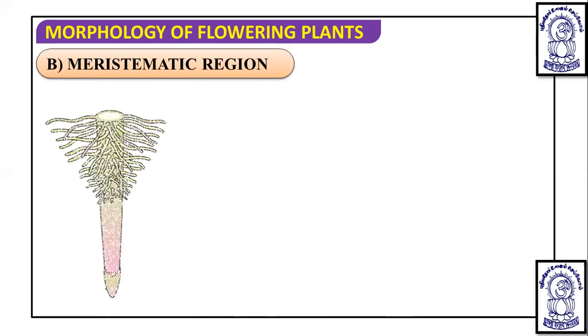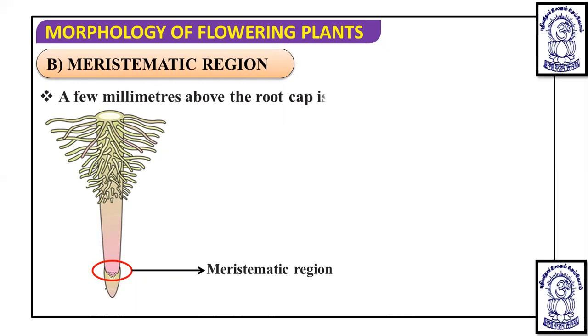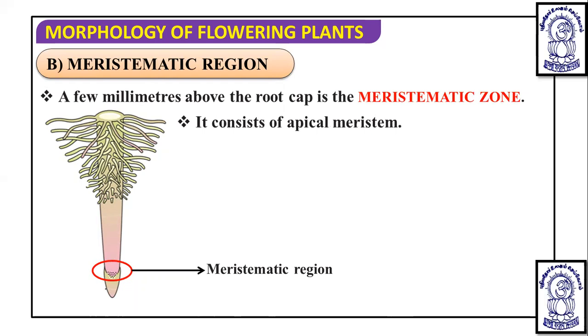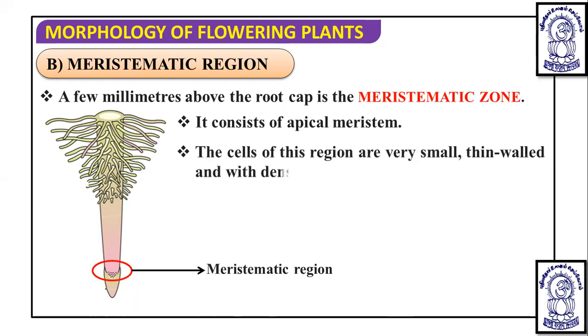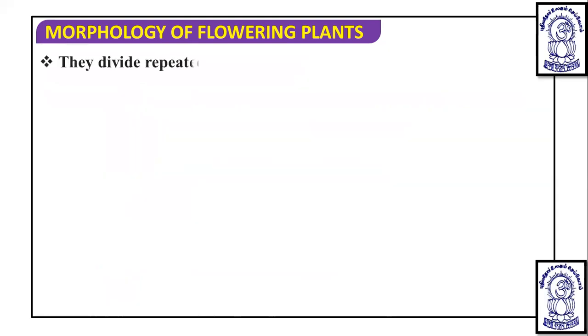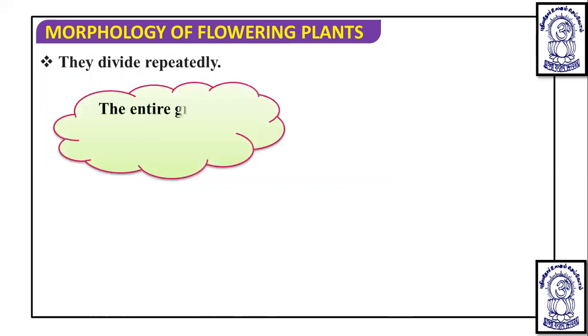Above the root cap zone, there is a meristematic region. You can see this one, that is the meristematic region, which is a few millimeters above the root cap. It consists of apical meristem. The cells of this region are very small, thin-walled, have a dense protoplasm, and they are in a state of active cell division. This lies just above the root cap region, or we can say proximal to the root cap region. These divide rapidly, and the entire growth of the root depends on this meristematic zone.